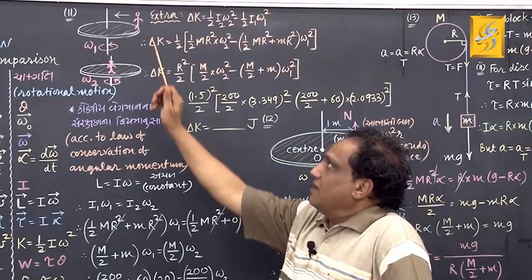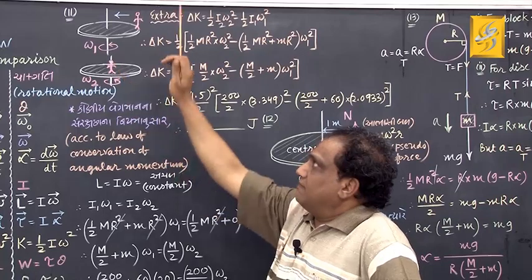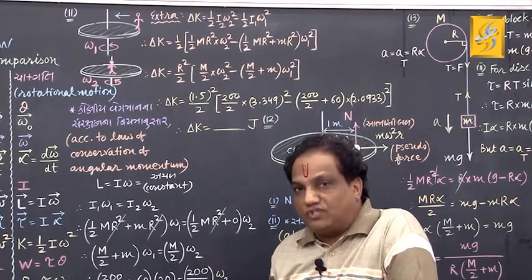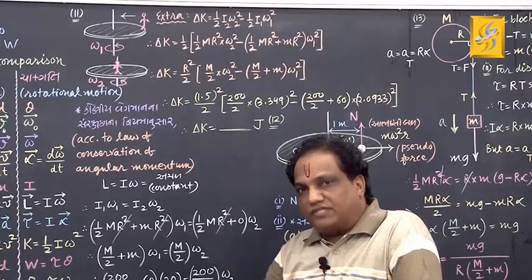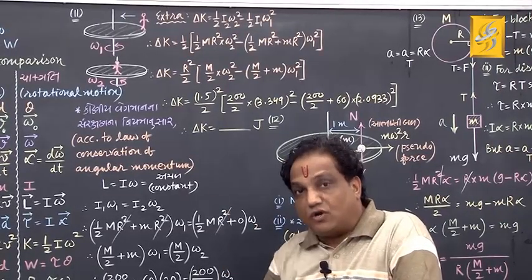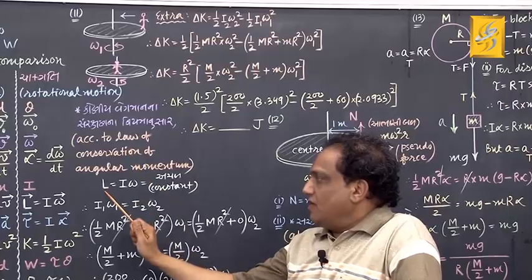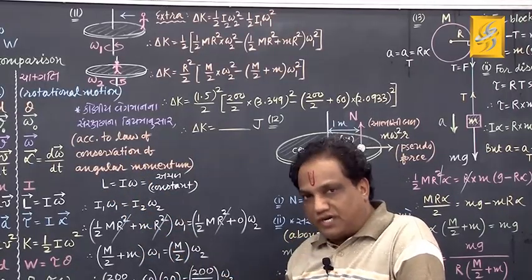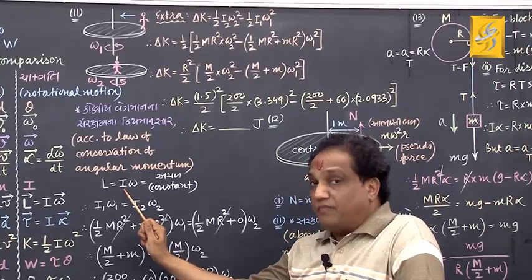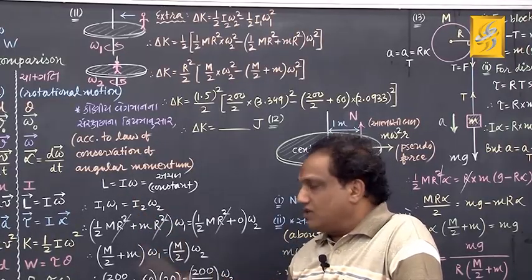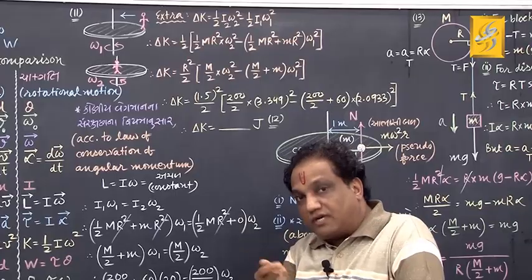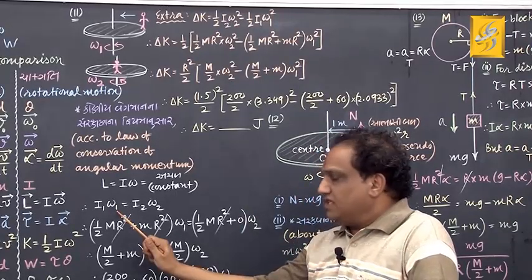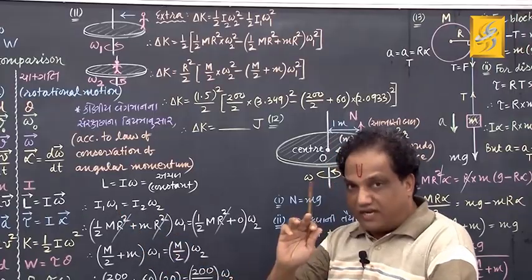First of all, tell me, because on this entire system there is no resultant external torque, then according to the law of conservation of angular momentum, we can say total angular momentum must remain constant. What is angular momentum of a rigid body? L equals I omega, and that should remain constant. What is the mathematical meaning of I omega being constant? I1 omega 1 equals I2 omega 2. 1 means initial condition, 2 means final condition.